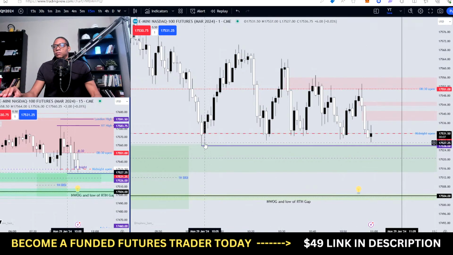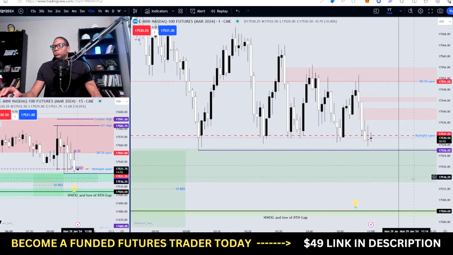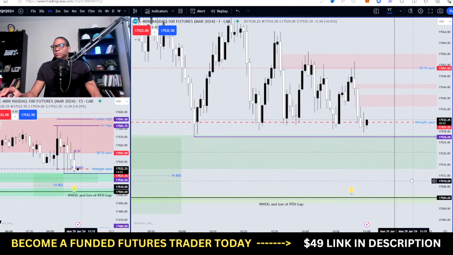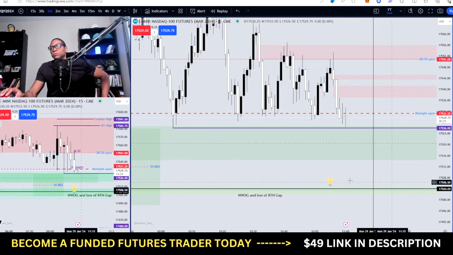Okay, so far we have these. Looks like we swept these two equal lows. Still haven't touched this one yet, looking for 17,525. First time we've touched the fair value gap since the open of the hour. Last time we touched the fair value gap, there was huge bullish momentum out of this area.